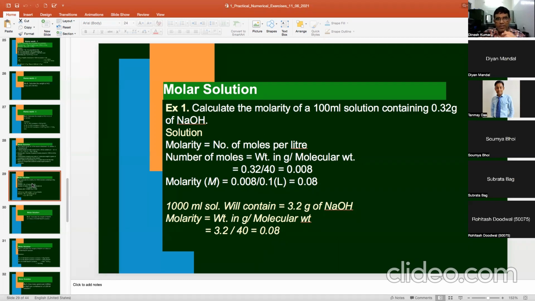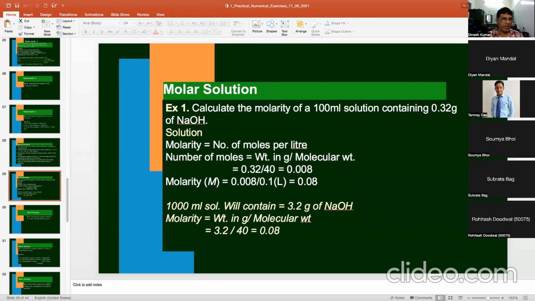Or you can see the other way also. 1000 ml solution will contain 3.2 gram of NaOH, because this is 100 ml. If it is 1000 ml, then you will have 3.2 gram of NaOH. So molarity you can calculate. Molarity is equal to weight in gram divided by molecular weight. So you get 0.08. This is more simple.